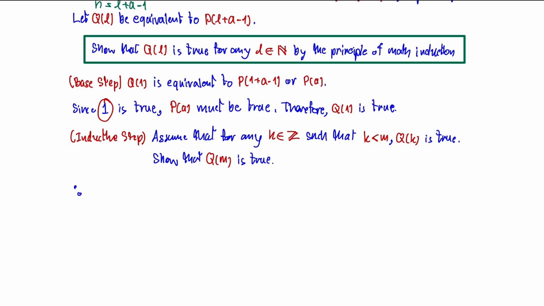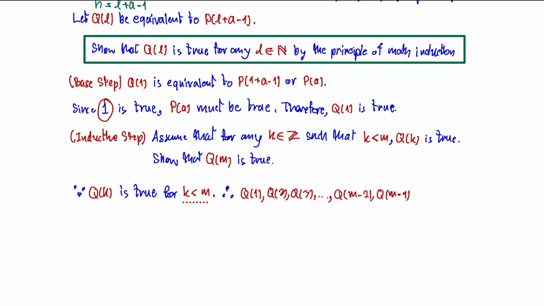So, since Qk is true, what do we have for k less than m? So we have to have Q1, Q2, Q3, all the way to Q of m minus 2 and Q of m minus 1. Why? Because k is less than m. So the last one must be m minus 1.